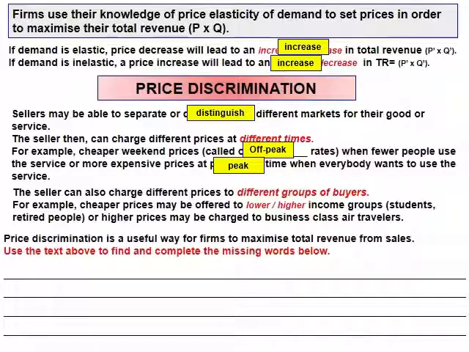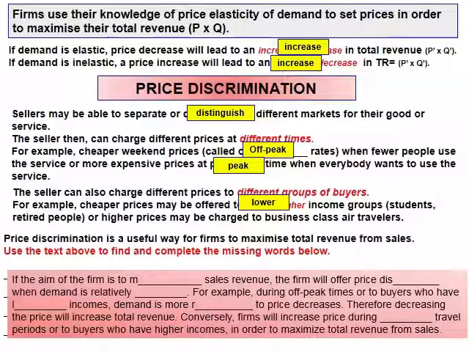Sellers can also charge different prices to different groups of buyers. For example, those on lower incomes, like students and retired people, are more responsive to price decreases, to discounts, while higher prices tend to be charged to business class travellers because their demand is more inelastic. They have to travel on a certain date, and of course the business is often paying for it.